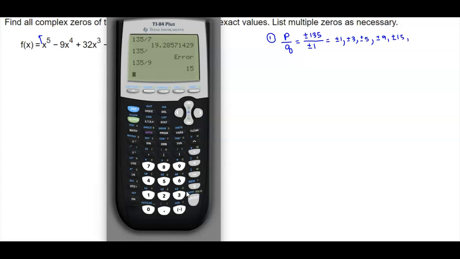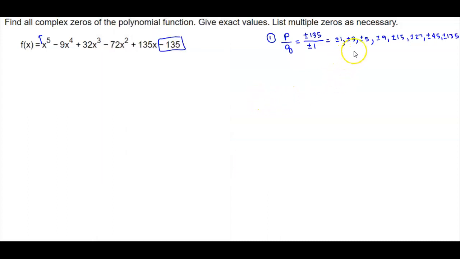And then we know that 135 divided by 5 was 27, so that's plus or minus 27. We know that 3 times 45 is also a factor, and then it's plus or minus 135. So those are all the possible rational zeros of this polynomial function.